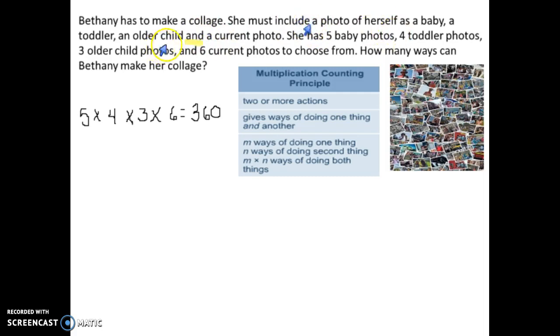So we have several actions we're going to do. We're going to choose one of 5 baby photos, one of 4 toddler photos, one of 3 child photos, and one of 6 current photos. When you have more than one action, you're going to multiply those choices together. So here we have 5, 4, 3, and 6, and we'll multiply those together. So there are actually 360 ways that we could put together our collage based on the number of picture choices we have.